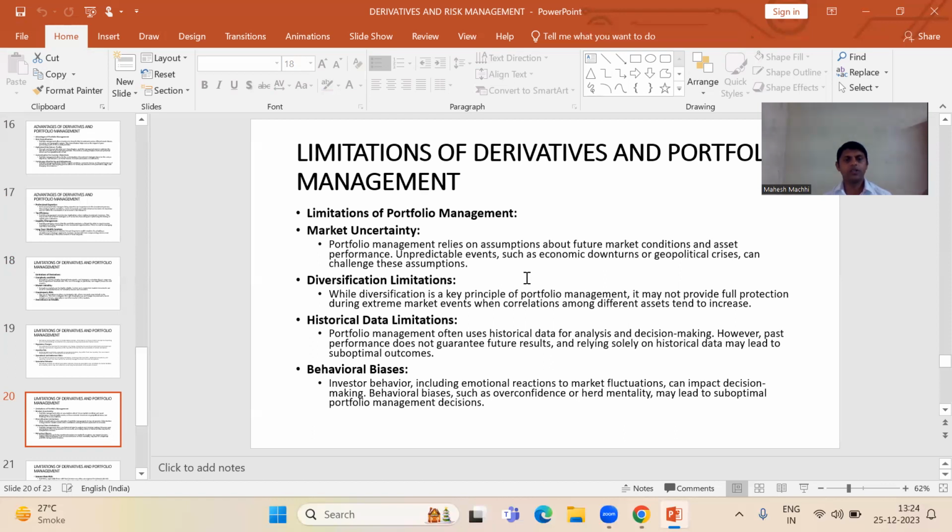Diversification limitation. While diversification is a key principle of portfolio management, it may not provide full protection during extreme market events, when correlations among different assets tend to increase.